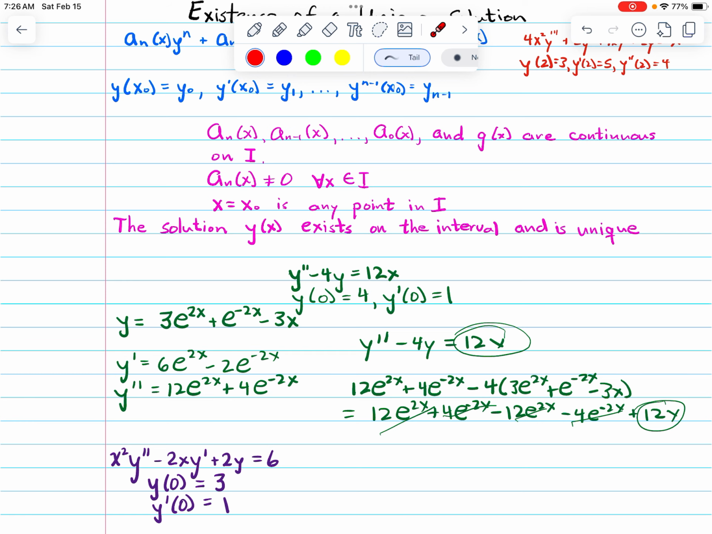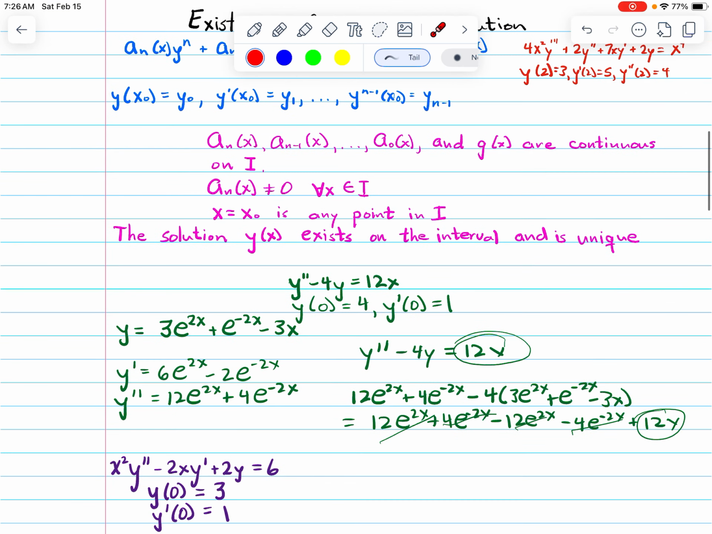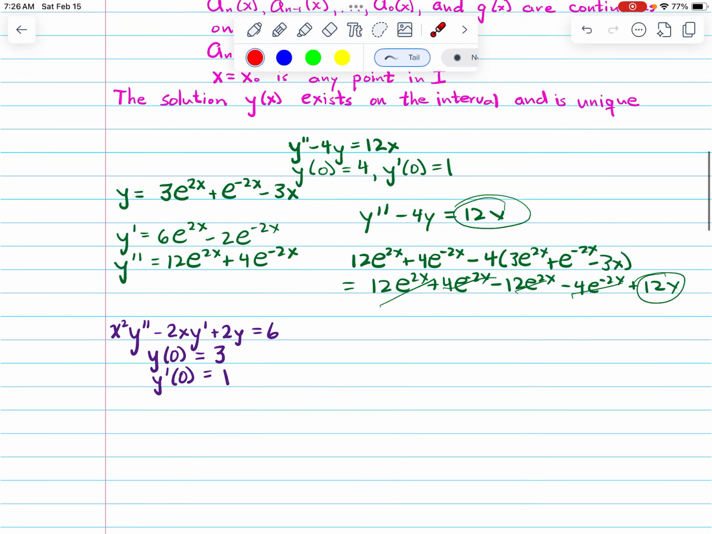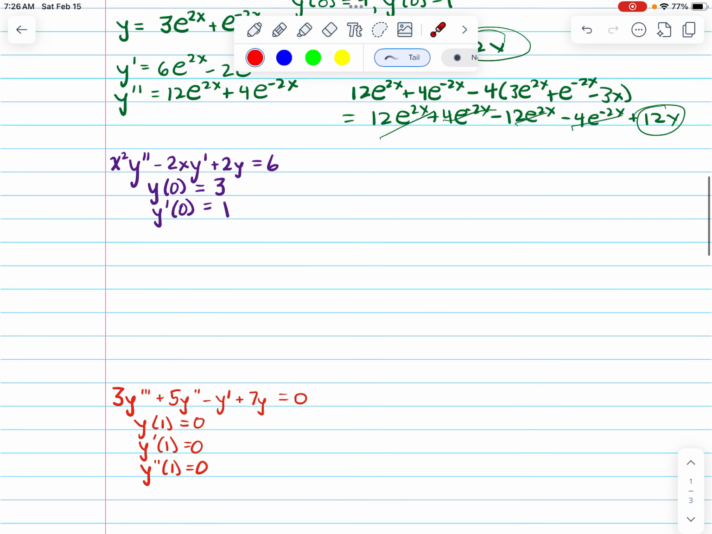That condition is not met. So that theorem that we looked at over here, that if it meets those conditions, we have a unique solution for that initial value problem. That condition is not met, so that theorem does not apply.